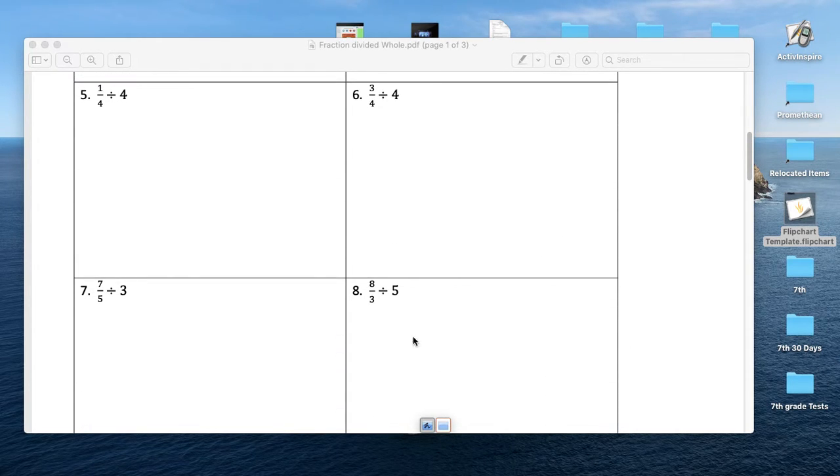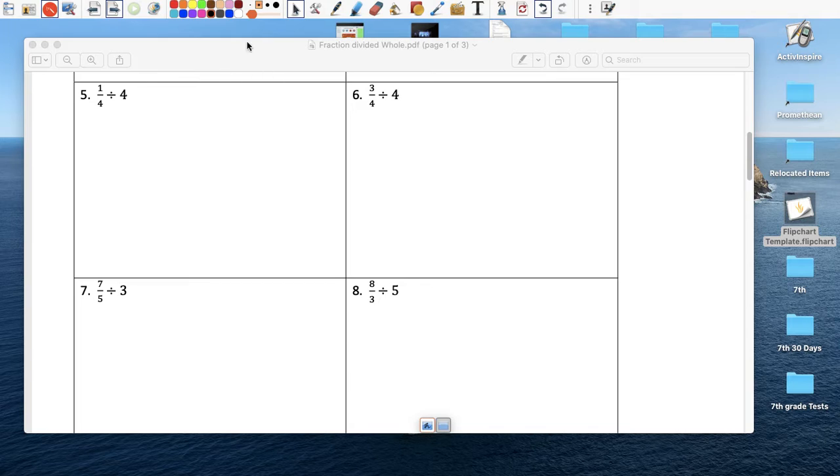Okay, let's do this one. So 1/4. You know what? I like circles. So much easier. Well, it's really up to you. So let's shade 1/4. That's 1/4 right there. And I have 1/4 of a piece I want to share with 4 friends. So I have to cut this in 4 parts.